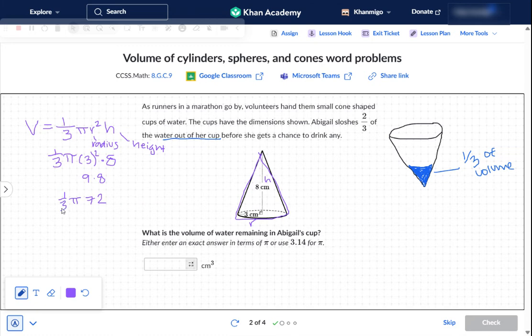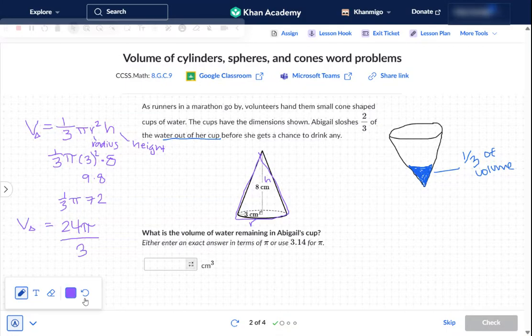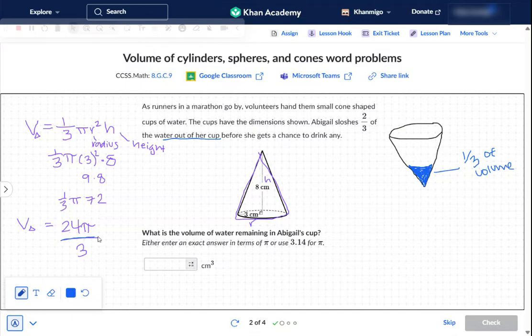1/3 of that, so we're going to divide that by 3. That's going to give us 24 pi. So this is what we just found. This is the volume. We can even draw a little cone. This is the volume of the entire cone. Cool, but we don't want the entire cone. We just want a third of this. So one last step, we're going to need to divide that total by 3.